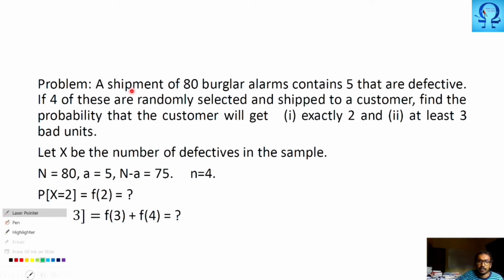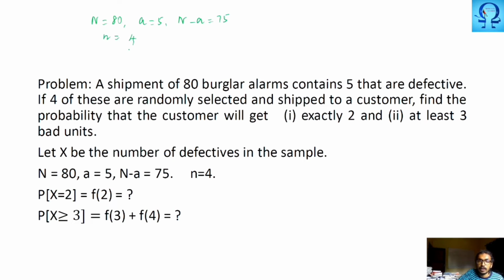And here if you see, we have a problem. A shipment of 80 burglar alarms contains 5 that are defective. So out of this 80, this 5 is defective. Okay, 4 of these are randomly selected and shipped to the customer. So from this itself we are able to note that our capital N is 80 and A is 5, therefore N minus A should be 75, and in total you are selecting 4 items. Out of these 4 items you are going to find the probability that exactly 2 are bad units. So you need to find the probability of x equals 2.